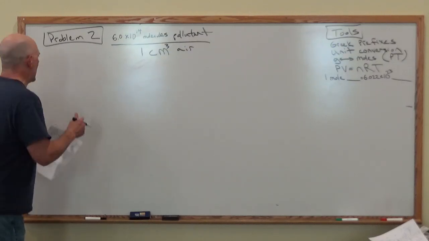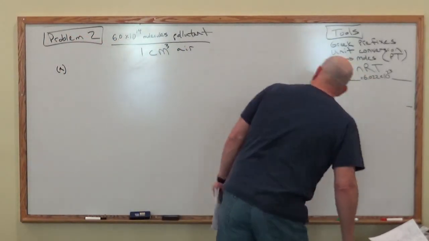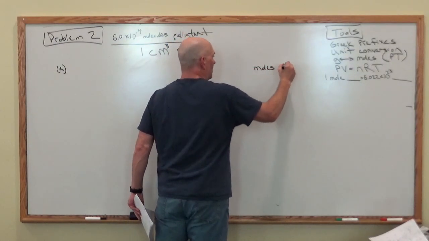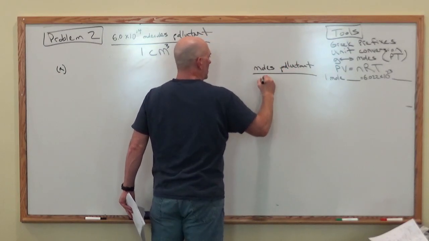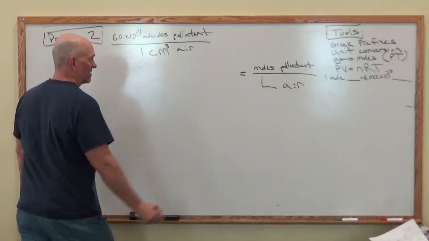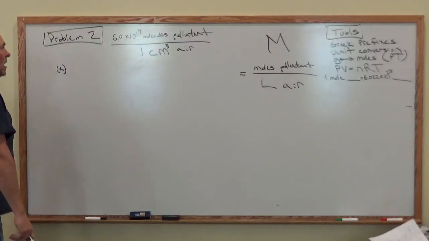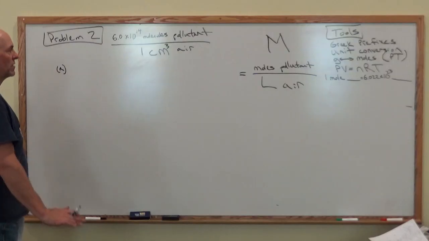Okay, so what are we doing in part A? We want to go to molarity, so maybe I'll do it this way. So molarity is moles of pollutant per liter of air. That's what we want, because that's molarity. So those are synonyms. So this is a unit conversion problem. We don't need PV equals nRT. Well, we need something, but we don't need PV equals nRT.